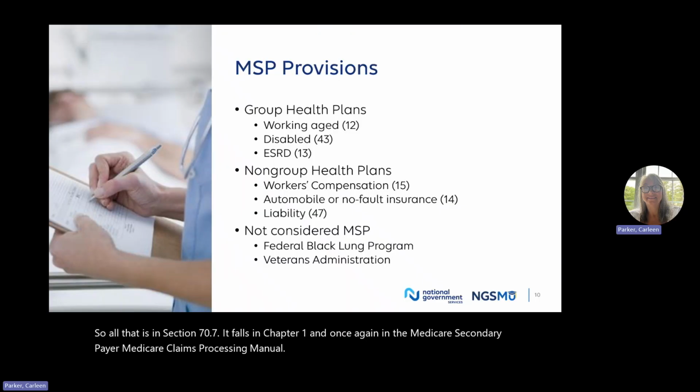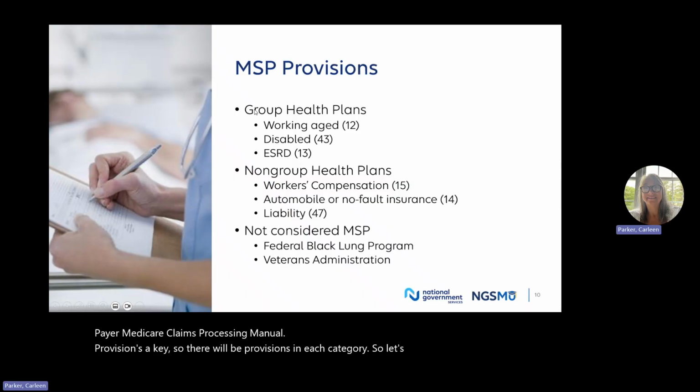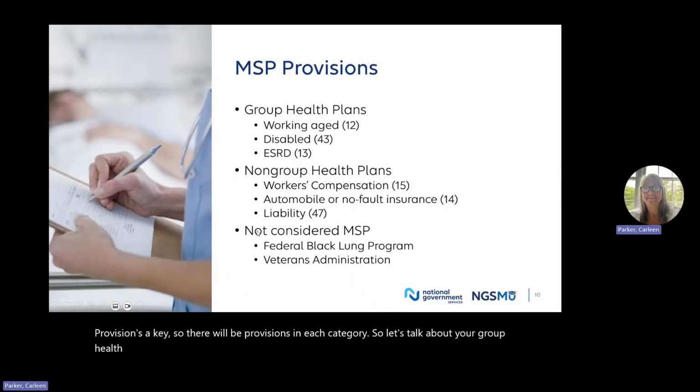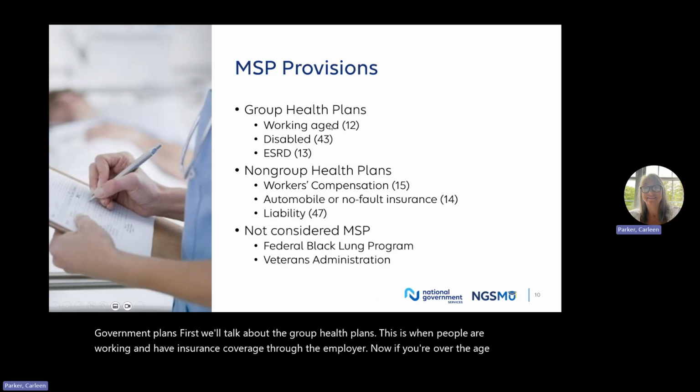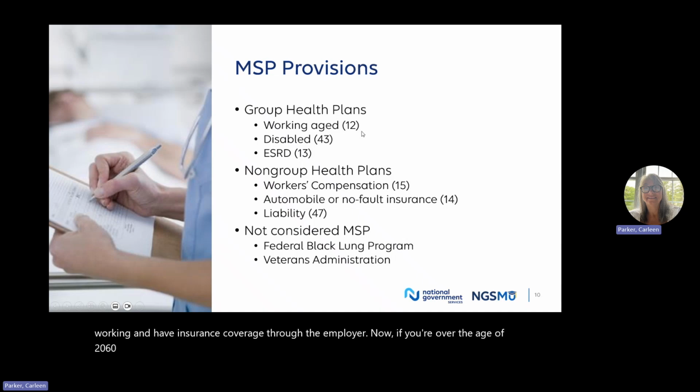Provisions are key, so there will be provisions in each category. Let's talk about your group health plans, non-group health plans, and government plans. First, we'll talk about the group health plans. This is when people are working and have insurance coverage through their employer. Now, if you're age 65 and older, it puts you in the working age category, insurance type code 12.